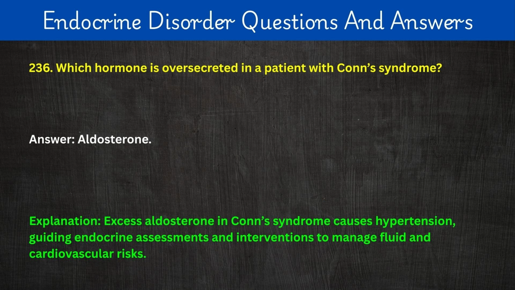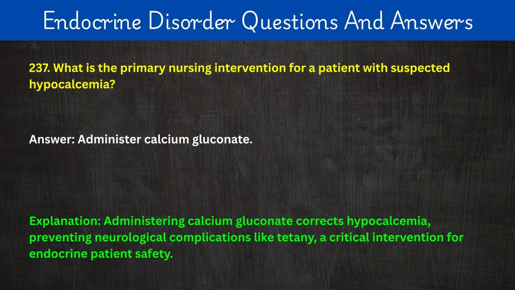Answer: aldosterone. Explanation: excess aldosterone in Conn syndrome causes hypertension, guiding endocrine assessments and interventions to manage fluid and cardiovascular risks. 237. What is the primary nursing intervention for a patient with suspected hypocalcemia? Answer: administer calcium gluconate. Explanation: administering calcium gluconate corrects hypocalcemia, preventing neurological complications like tetany, a critical intervention for endocrine patient safety.